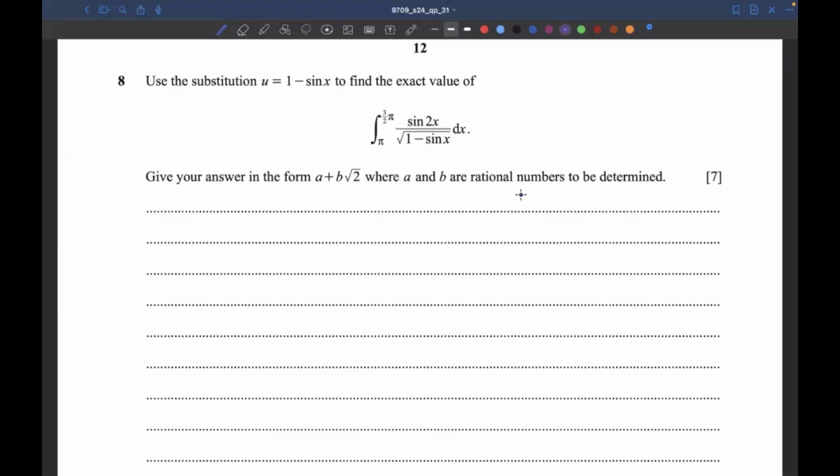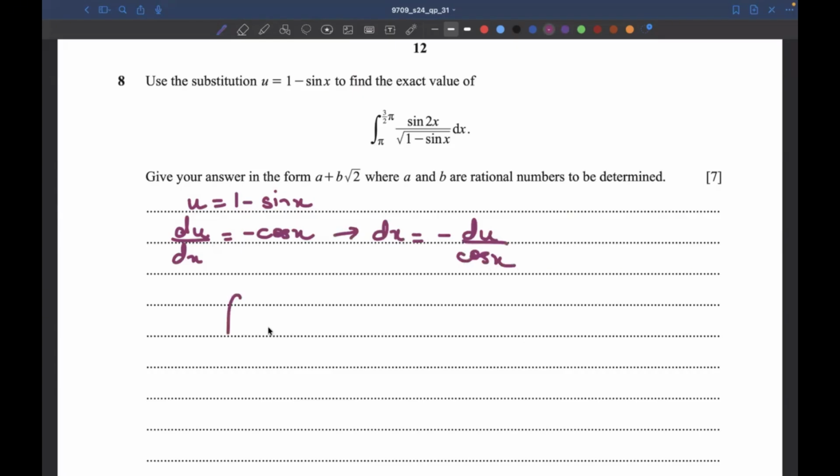In question 8, it says use the substitution u equals 1 minus sin x to find the exact value of the integral, giving your answer in the form a plus b√2. Now, in the first step, whenever we have to do substitution, the first thing we'll do is write u equals 1 minus sin x, and du by dx will become the derivative of 1 minus sin x, so that will become minus cos x. Now, in place of dx, we'll make dx the subject over here. That will become minus du upon cos x.